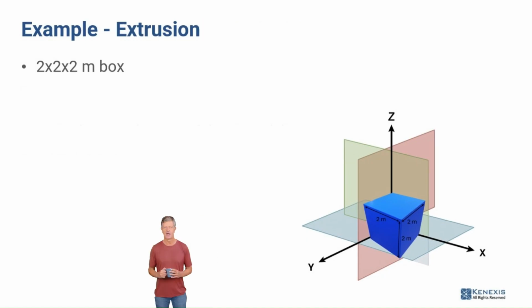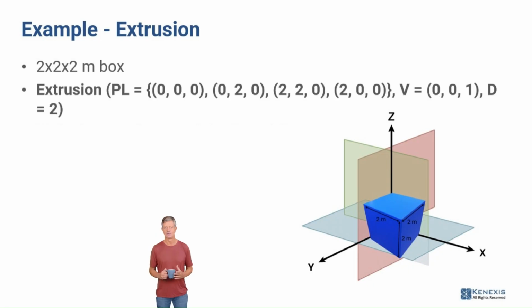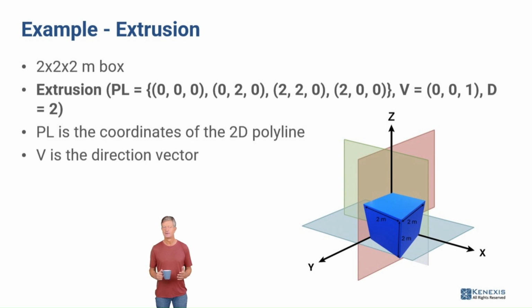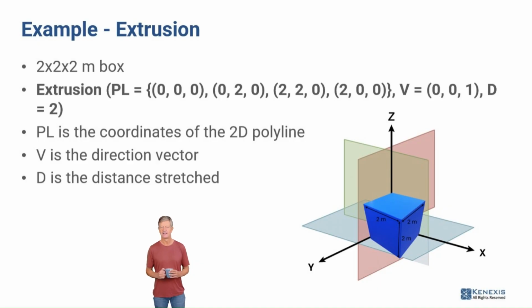To describe this same box using the extrusion method, we need slightly different parameters. We need to define Cartesian coordinates for the polyline that will be extruded, a vector to extrude the shape in the direction of, and a distance to extrude it. We could describe our 2x2x2 box as an extrusion where polyline PL equals 4 points, with the first point being 0, 0, 0, the second point being 0, 2, 0, the third point being 2, 2, 0, and the fourth point being 2, 0, 0. V would equal 0, 0, 1, where V is the direction vector, and D would equal 2, where D is the distance to be extruded.